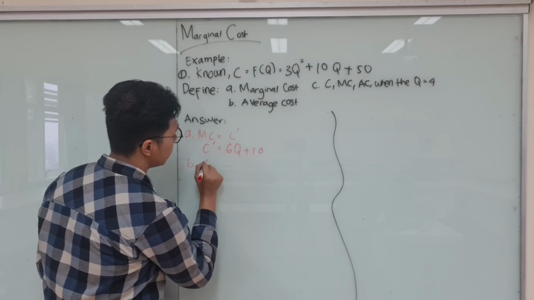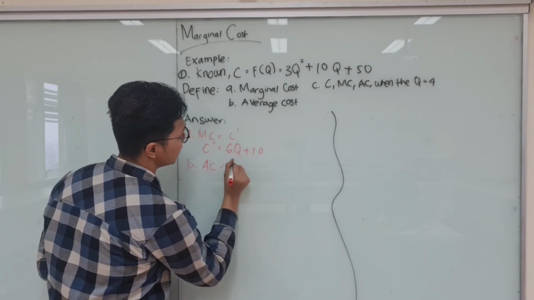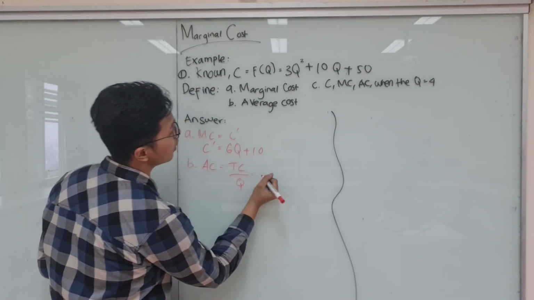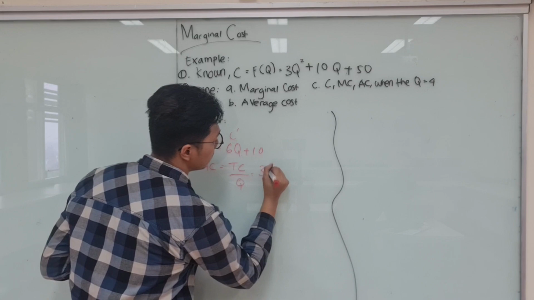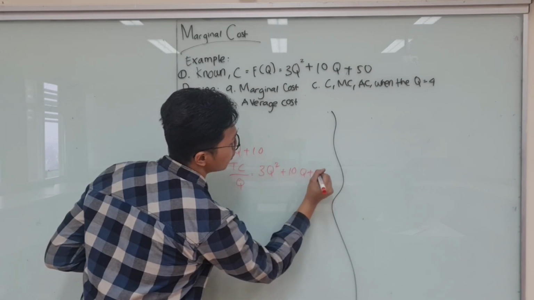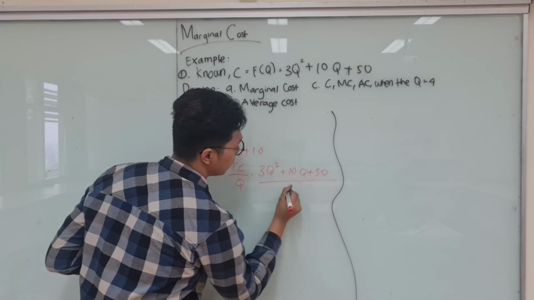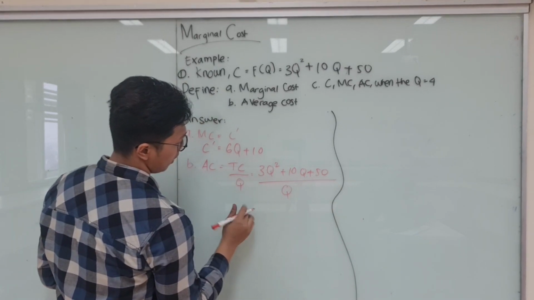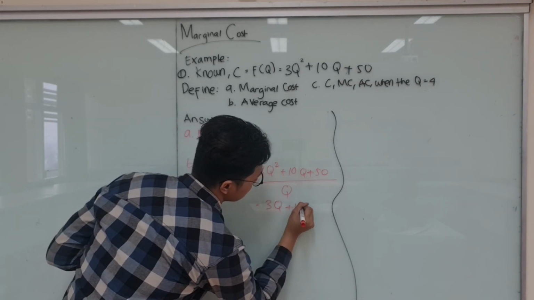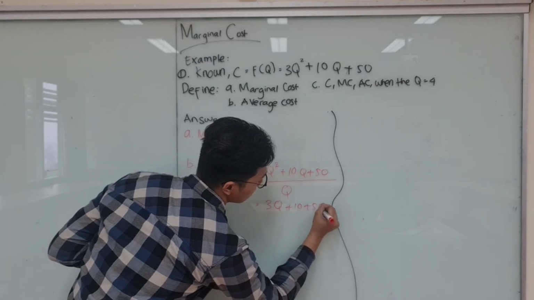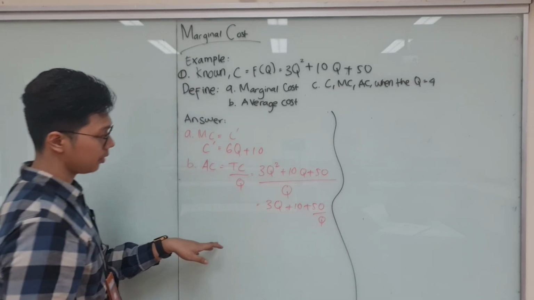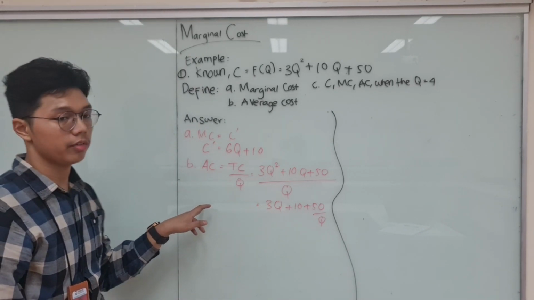After that, we move to the average cost. We can find it by TC divided by Q. So TC is 3Q squared plus 10Q plus 50, divided by Q, and that is 3Q plus 10 plus 50 per Q. That's the answer for the AC.